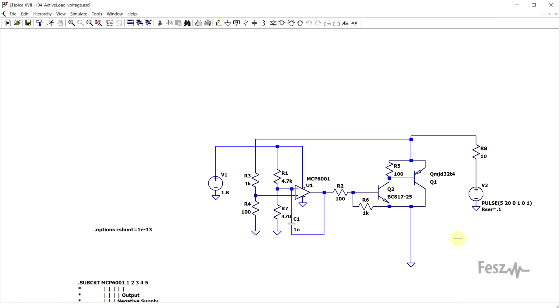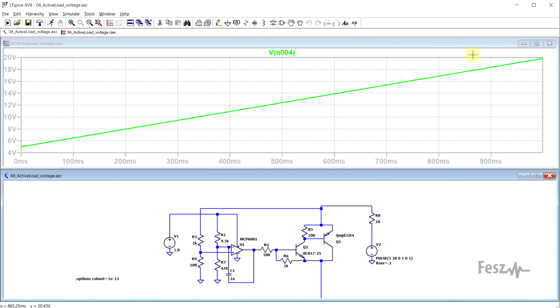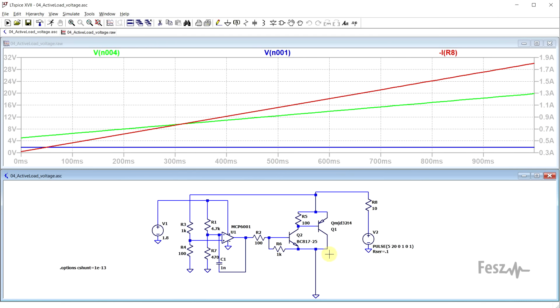Next, we can have a look at the constant voltage load. So here, a variable voltage is supplied through a resistor, and we can check that the voltage present at the terminals of our circuit does indeed stay stable, even though the current is ever increasing. So again, there's no issue here.